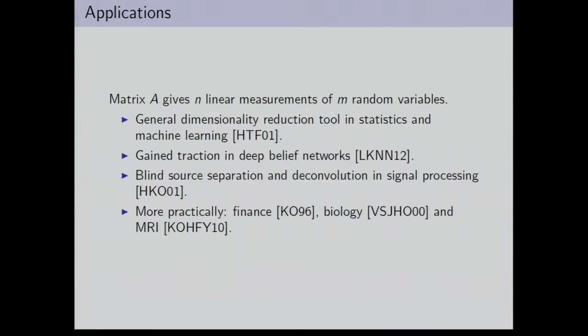Actually, though, the problem has been around for a long time in signal processing. It's called blind source separation, deconvolution, or the cocktail party problem. We're trying to resolve individual sources from linear combinations. There's a ton of literature on it, and the standard reference is Hyvarinen et al. And even more practically, and this is going quite a ways from theory, it's used in finance, biology, and apparently when you get an MRI taken, they try to deconvolve, ICA actually.